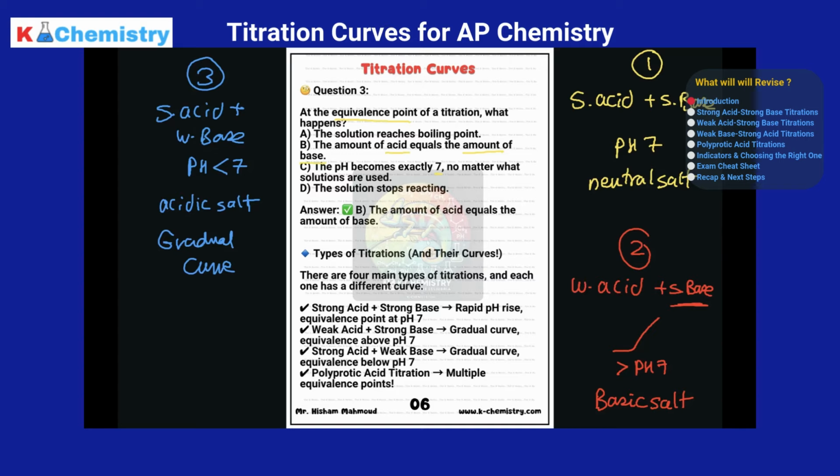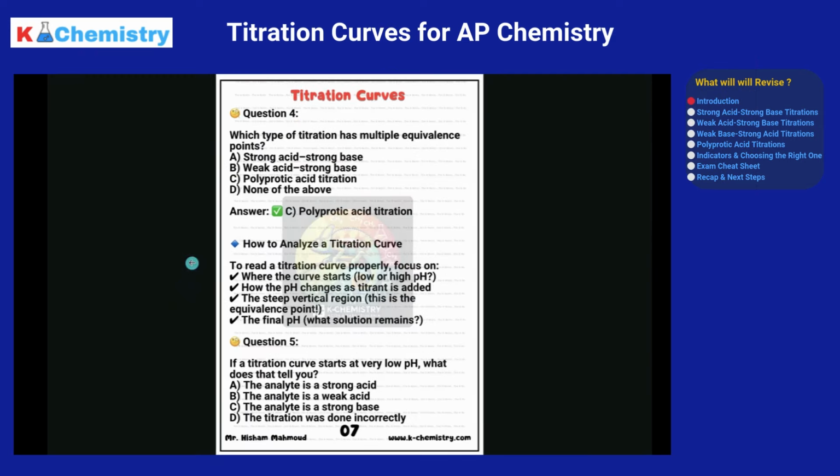Oh, I hear somebody asking, what about weak and weak? Weak acid and weak base, don't forget weak acid and weak base. Yes, we are going to come to this also. The next question is asking which type of titration has multiple equivalence points. That will be the polyprotic acid titration. We'll take and understand this later also. I've been saying later a lot. Don't worry, this is what we always do when we are studying any topic.